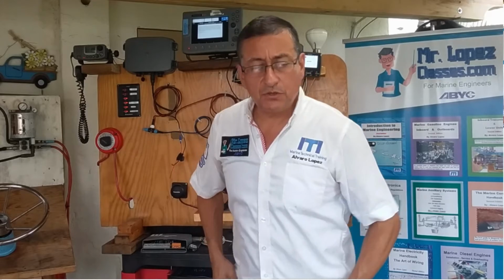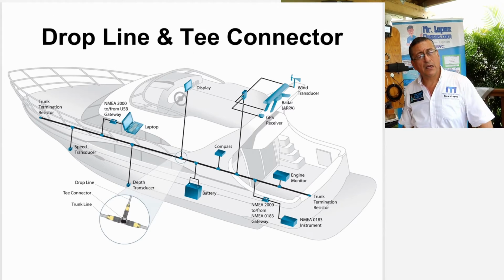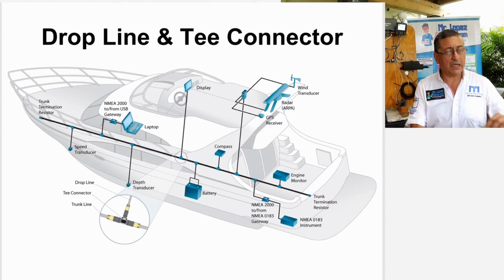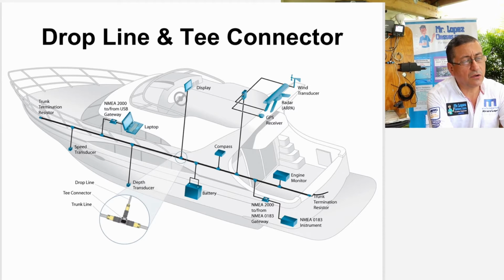I have a picture that I want to share with you. This is a nice picture. This is the typical backbone in a boat, and this is the central backbone. One terminal resistor here, another terminal resistor here. Look at this, the source of power in the middle here. This is the connection for power. Look, this is the power connection.